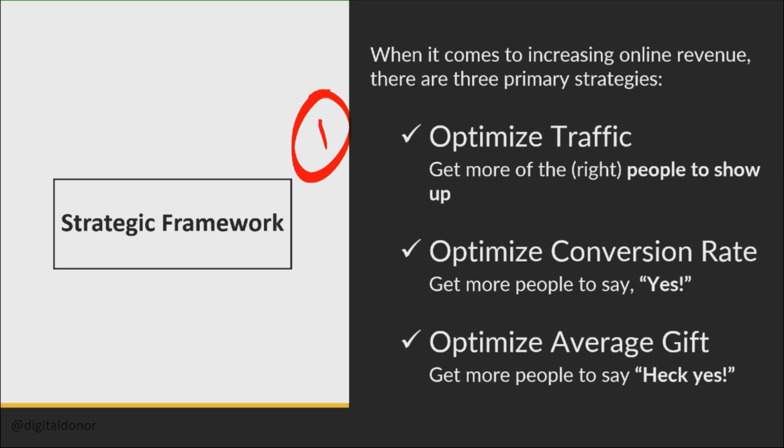Let's just say that you're like, yep, I know when I get them this far, they're in. Okay, so now the question is how do you get more people in? That's the thing, and it's all connected to revenue. The second thing is to optimize conversion rate, getting more people to say, yes, I want to give. We call that conversion rate online, or donation rate. And the third one is to get more people to say, heck yes, okay?